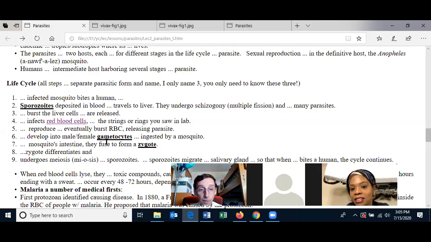You need to know the gametocytes, that name of the parasite, because that's the stage of the parasite in humans that infects a mosquito. And then you should know the ultimate stage of the parasite, which is a zygote, and that's the fully mature malaria parasite.